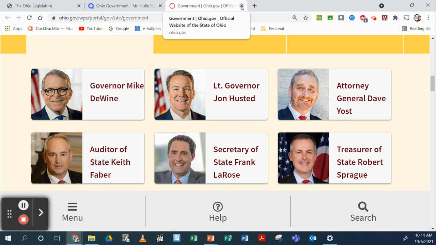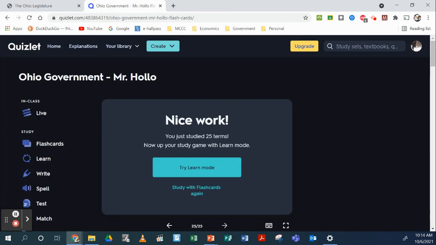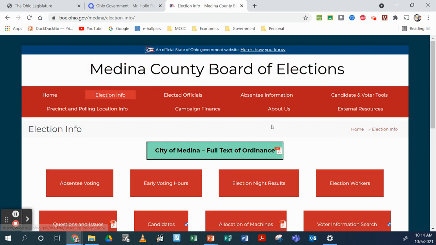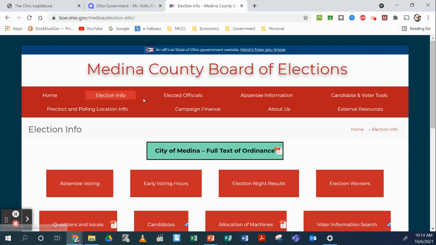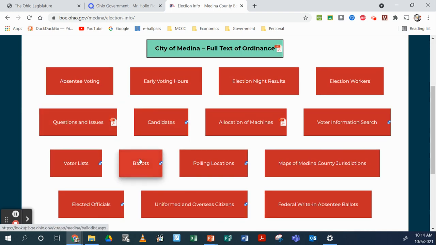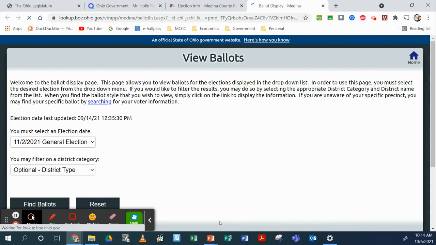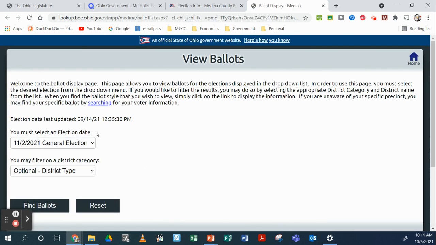Okay. I think that kind of covers it. One more thing, since I have you guys here, I'm kind of going over everything. This is the Medina County Board of Elections. If you ever are looking for something, absentee ballots, it's all on the Medina County Board of Elections site, but they also have ballots. You can actually pull up your area on here. So we're going to leave that.